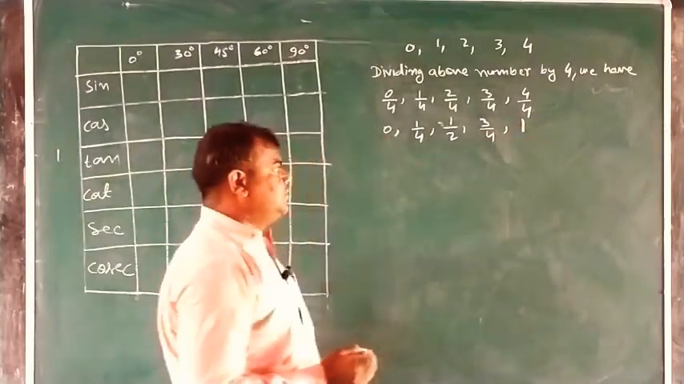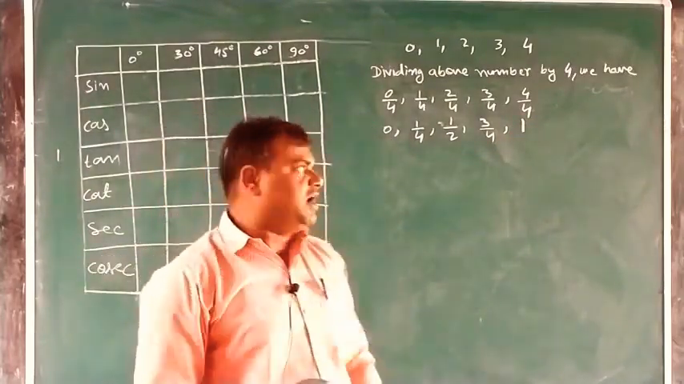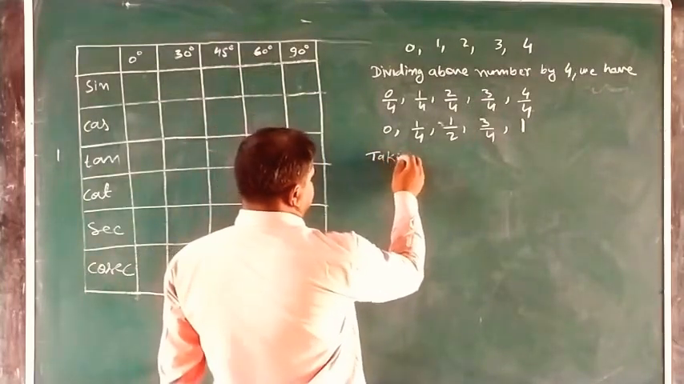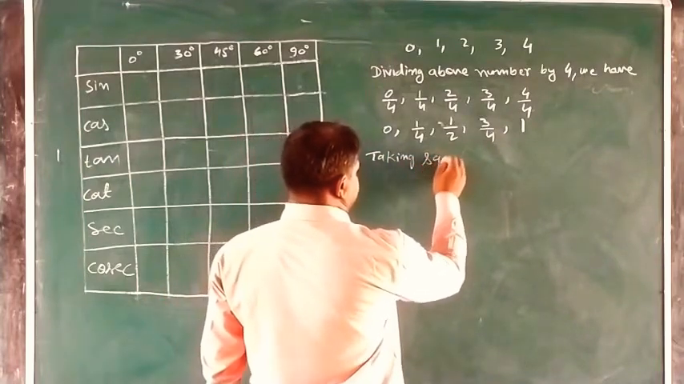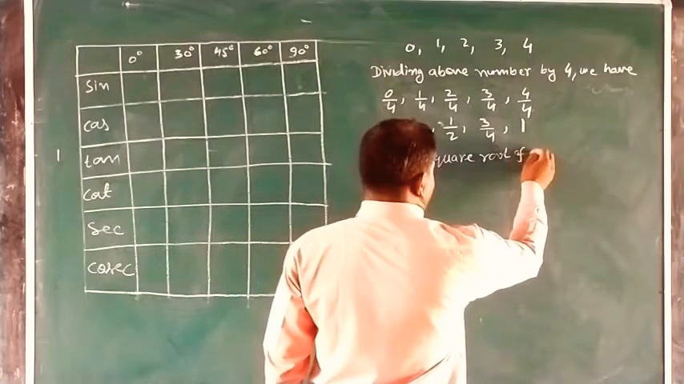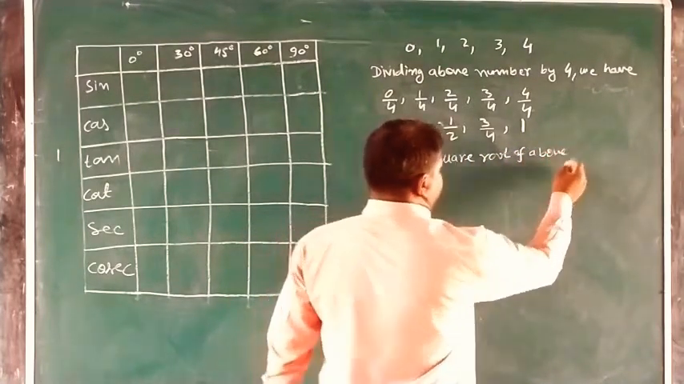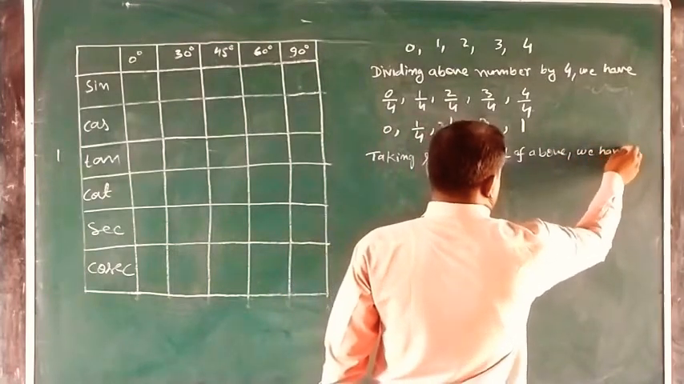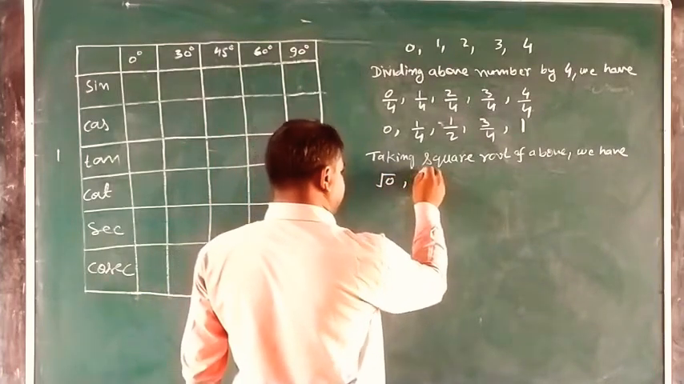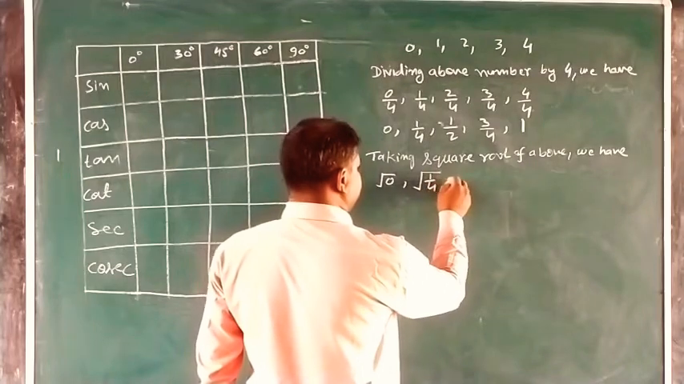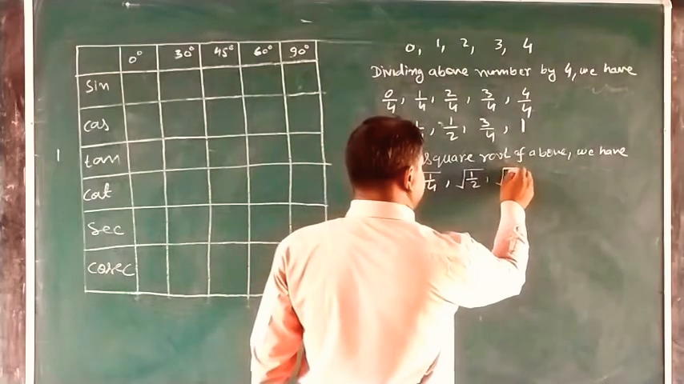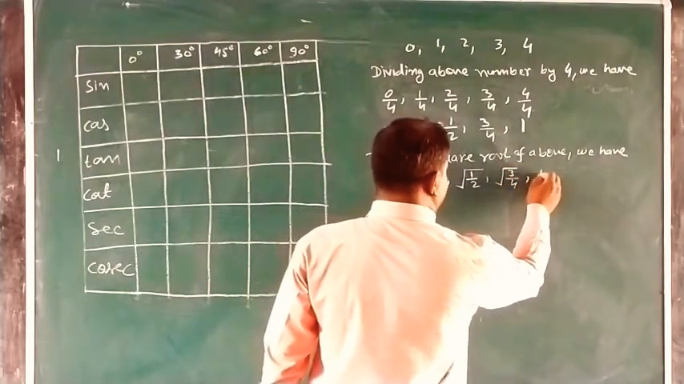After that, we are going to take the square root of all these numbers. So we are taking the square root of the above. We have under root 0, under root 1 by 4, under root 1 by 2, under root 3 by 4 and under root 1.